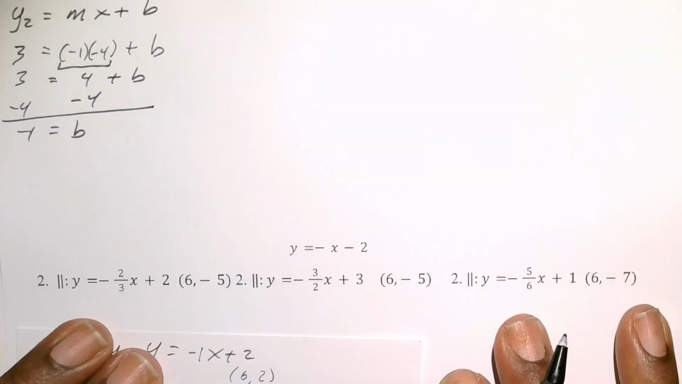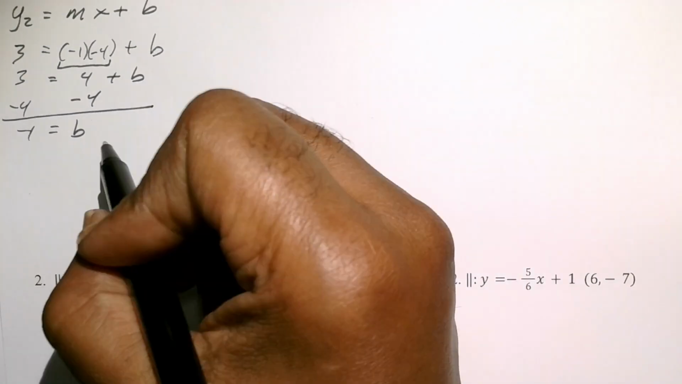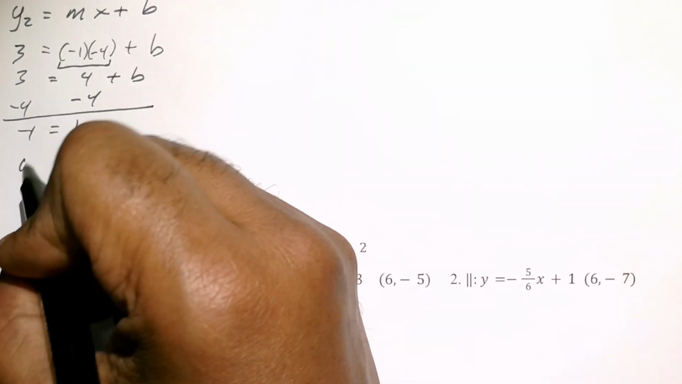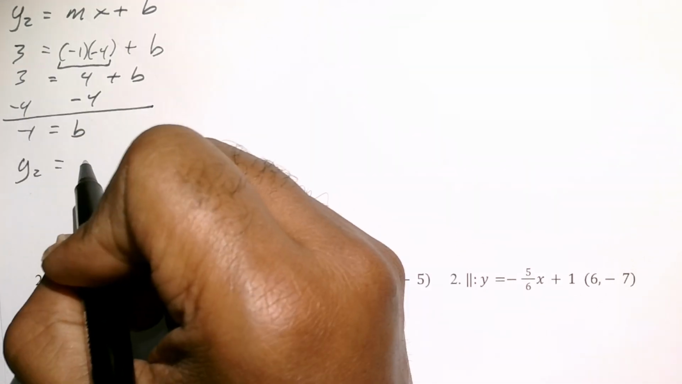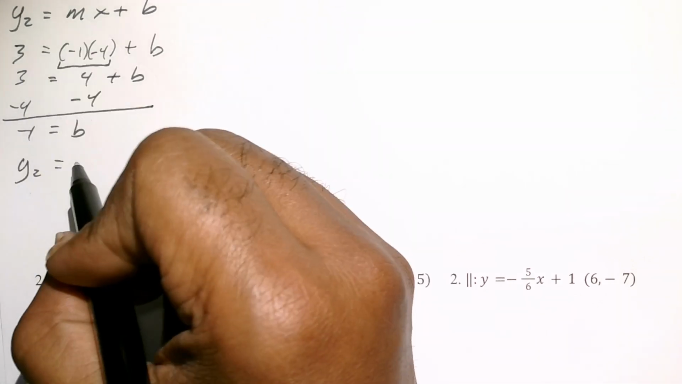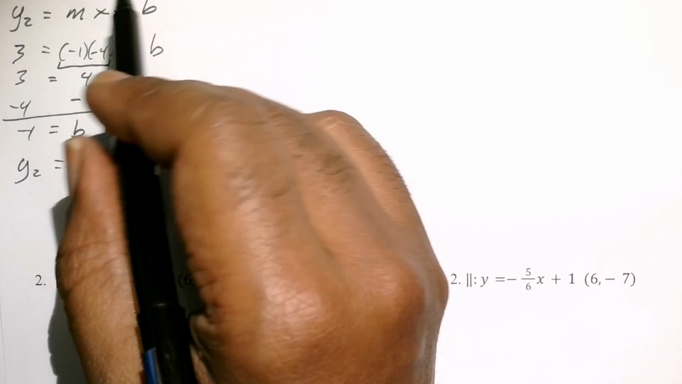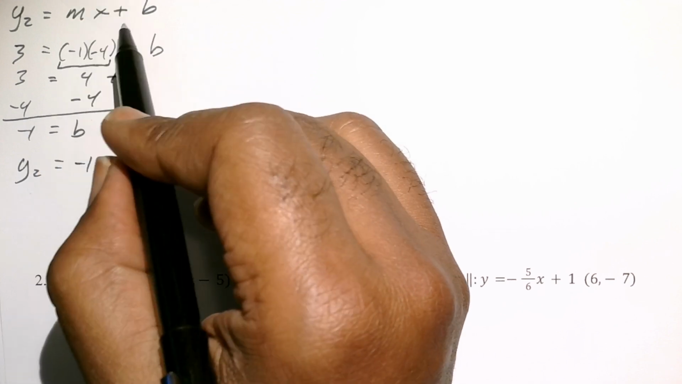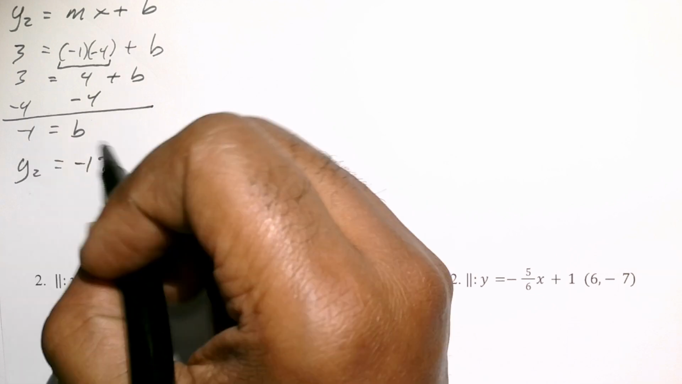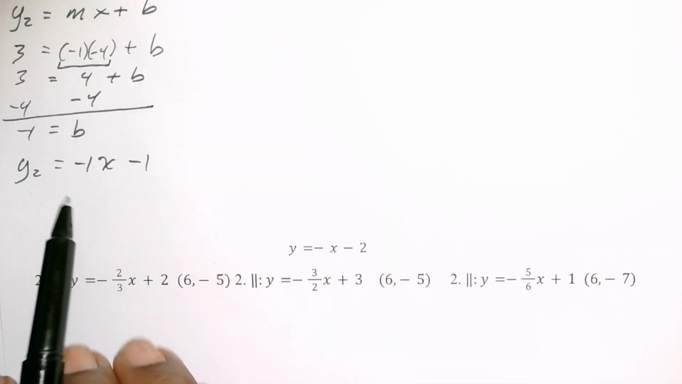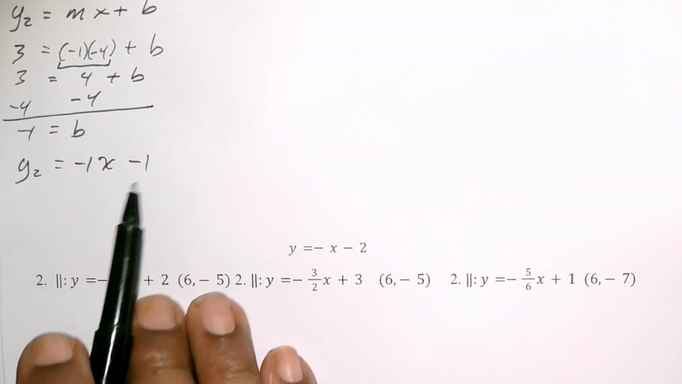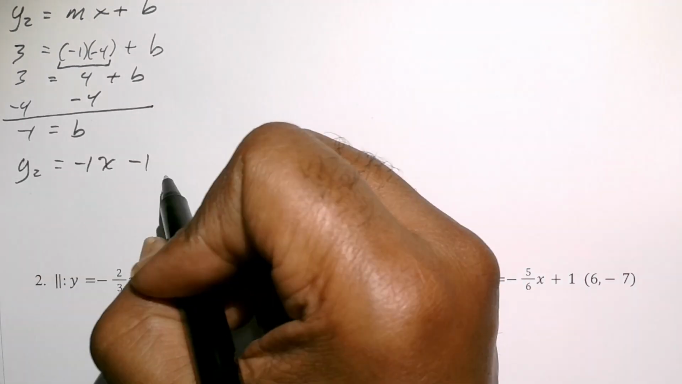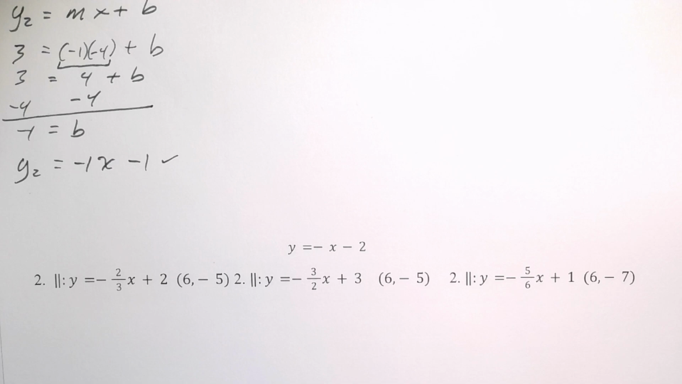Okay, now that we have b, we can go back and say our second equation is going to equal the m, which is negative 1, times x, and then the b, which is negative 1. So this will be that second equation we were looking for. Okay, let's do that again.